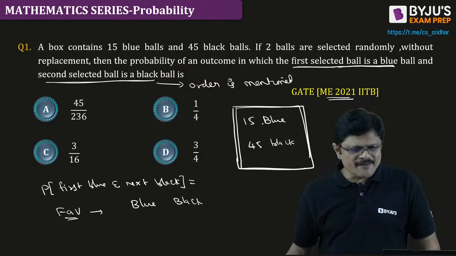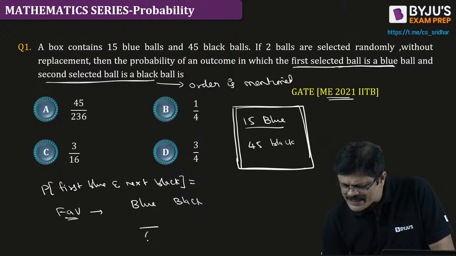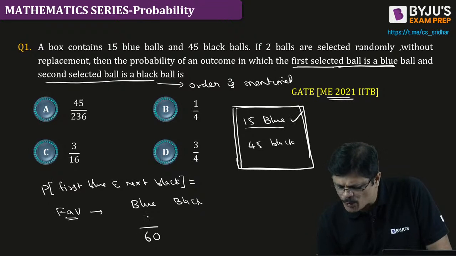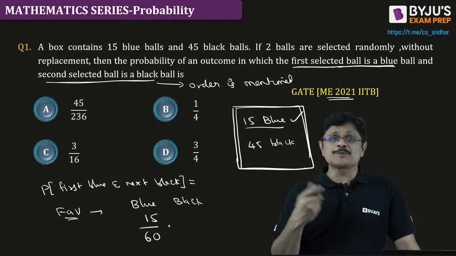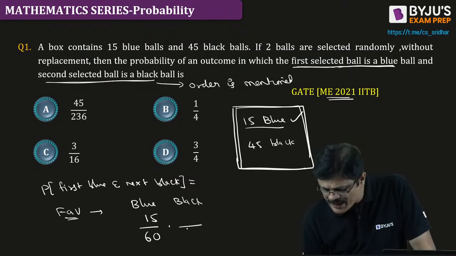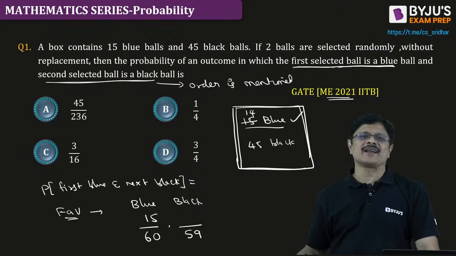What is the probability of selecting a blue ball, sir? You can select a blue ball from the total, how many are there? 60. How many ways can you select a blue ball, sir? 15 ways. Because the ball is not replaced, how many balls are remaining? 59 balls remaining. One is gone and only 14 blue balls are left.